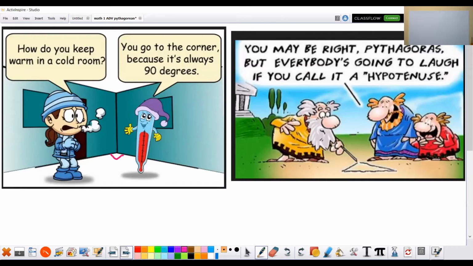Here's a couple of jokes for you. How do you keep warm in a cold room? You go to the corner because it's always 90 degrees. And here's another little joke to the side you can read.